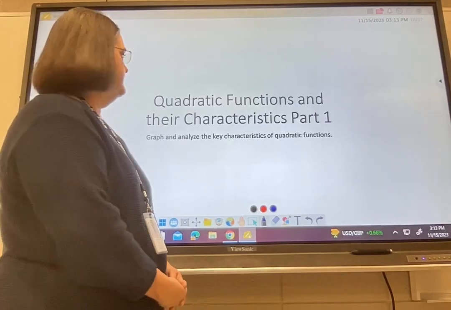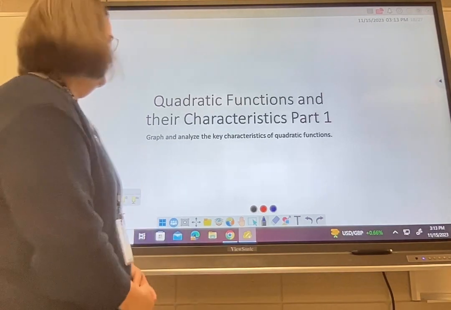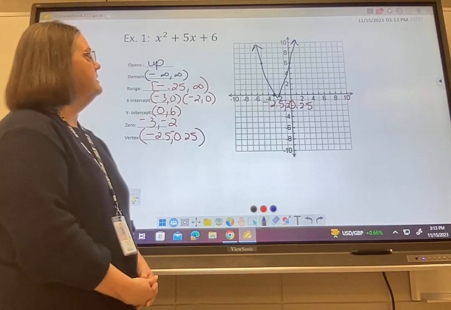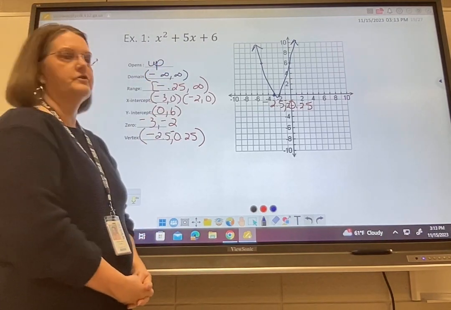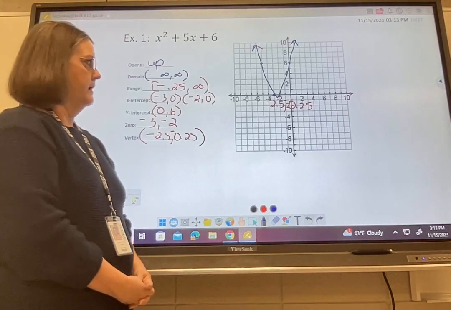Okay, this is the first day of graph characteristics, and we'll just rock on. Okay, this is just a quadratic graph, x squared plus 5x plus 6. You can go into Desmos and get the graph and graph it.